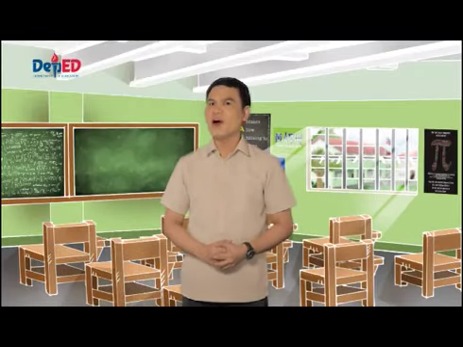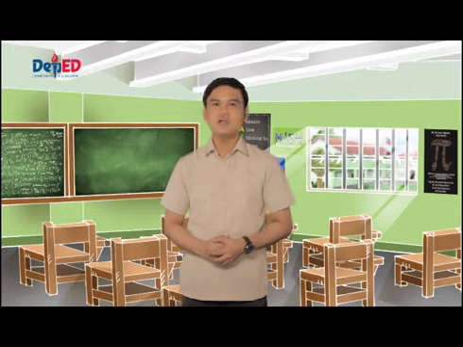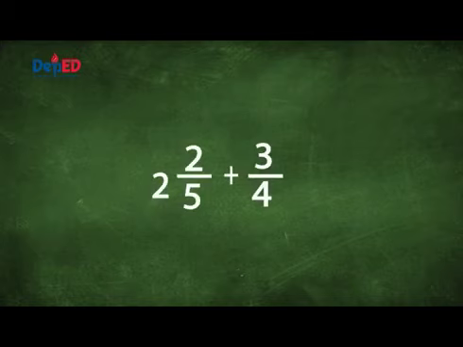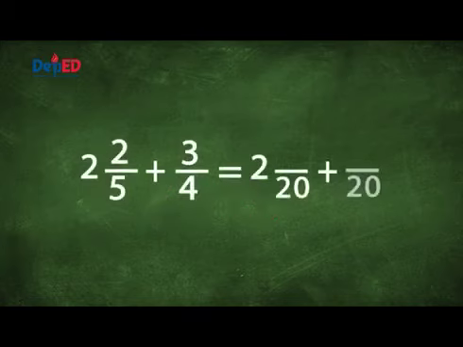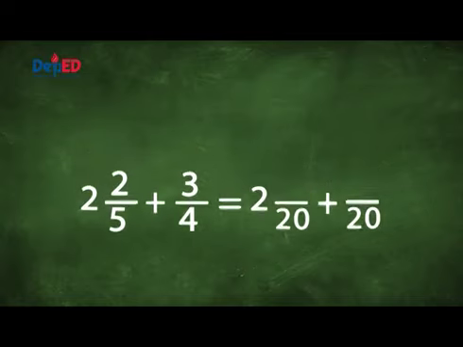This is an example of adding simple fractions and mixed numbers with regrouping in the sum. 2 and 2/5 plus 3/4. Again, let us do this step by step. Step 1. Change fractions to similar fractions through getting the least common denominator or LCD of 5 and 4. Again, by using any method, the LCD of 5 and 4 is 20. Step 2. Divide the LCD by the given denominators and multiply by the given numerators.